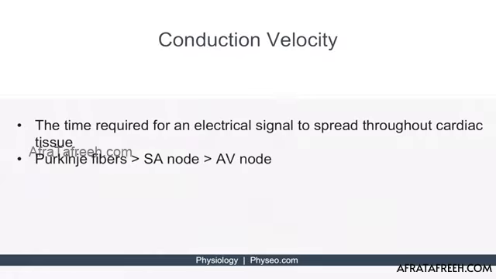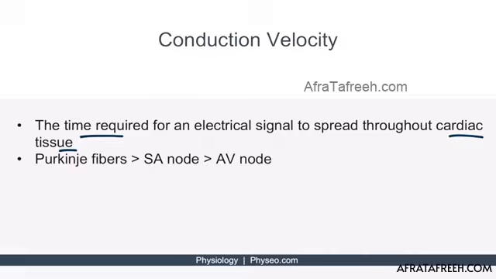Now let's take a moment to briefly talk about a similar topic, conduction velocity. Conduction velocity is the time required for an electrical signal to spread throughout cardiac tissue. So while the SA node spontaneously depolarizes more frequently than the Purkinje fibers, the electrical signal travels more rapidly in the Purkinje fibers than the SA node. For step 1, it's important to memorize which components of the system spontaneously depolarize fastest and which components have the fastest conduction velocity.